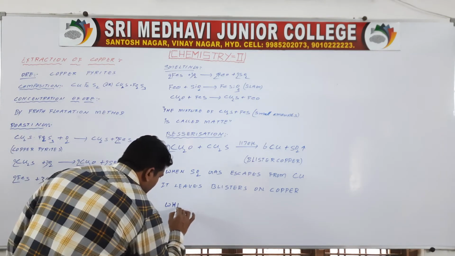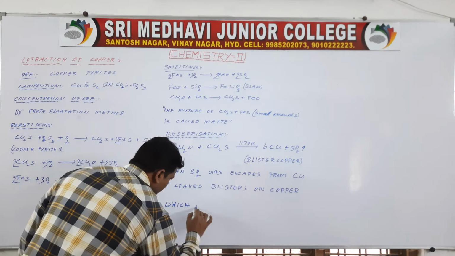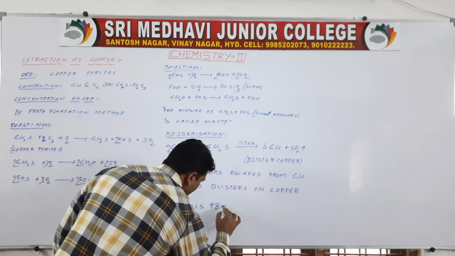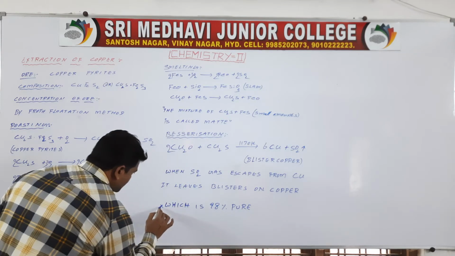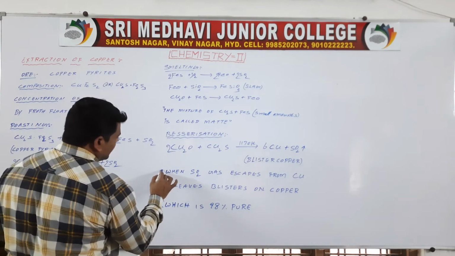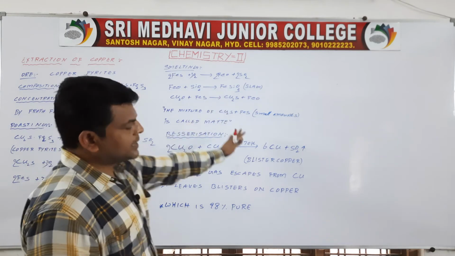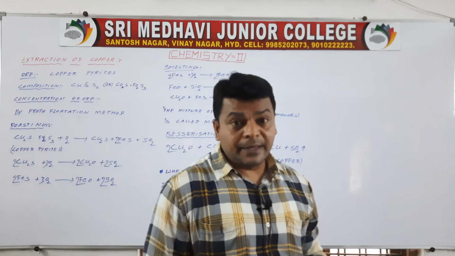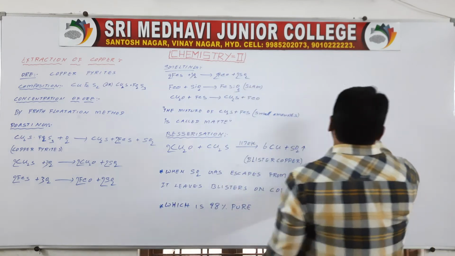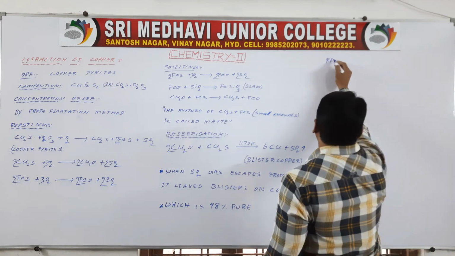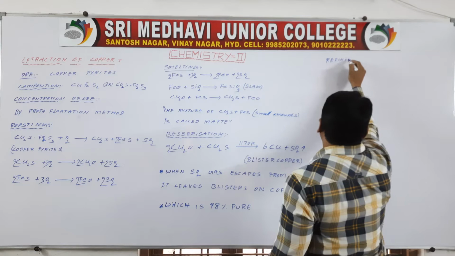which is 98% pure. So this is 98% pure. It is blister copper. Blister copper can be purified by refining.